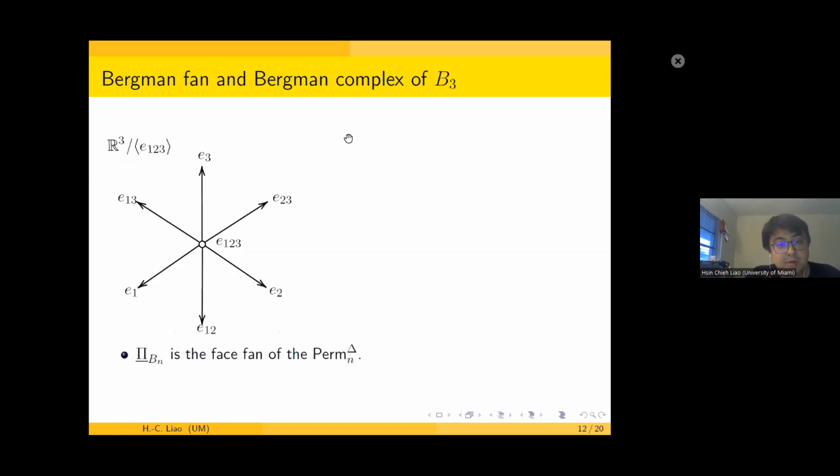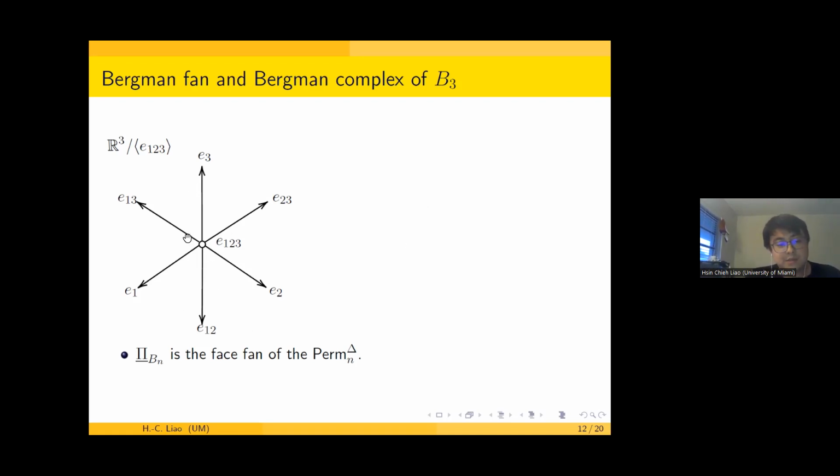So this is an example of B3. These are the Bergman fan. You can see the rays are those e_1, e_2, e_3, and e_{2,3}, all the subsets of the n-set, 1 to n. And actually e_3 and e_{2,3} here will form a cone. This is actually a cone because {3} and {2,3} is a flag in the flats. There's also a cone between e_2 and e_{2,3} because {2} is contained in {2,3}. So there's a cone here and a cone here.